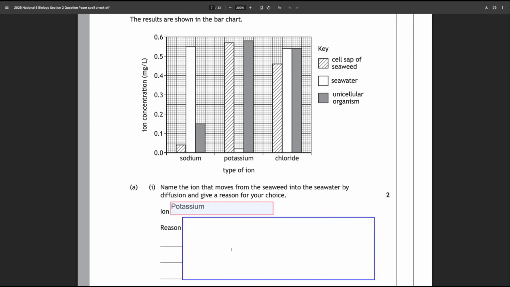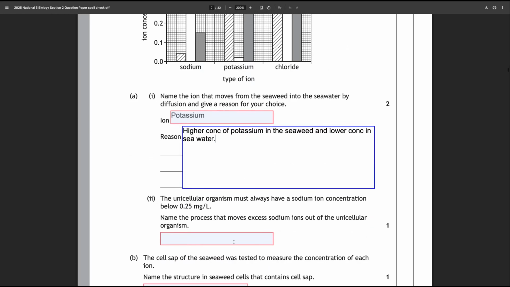Okay, and what's the reason? Well, the reason is that there is a higher concentration of potassium in the seaweed and a lower concentration in the seawater. Okay, something along these lines. As long as you've given where the higher concentration or the lower concentration is, which indicates the direction of movement of the molecules, then you're going to get the mark for that one there.